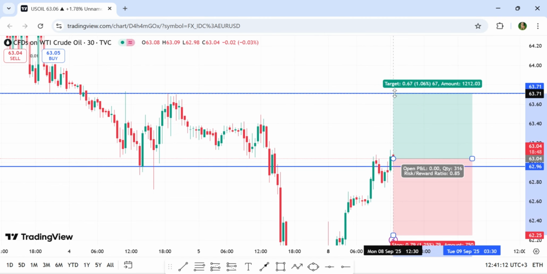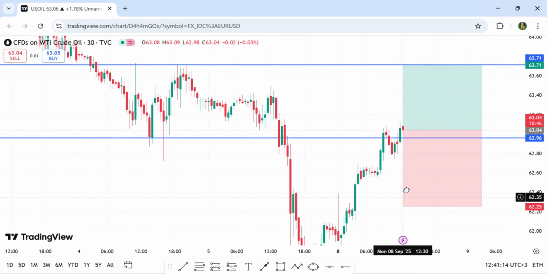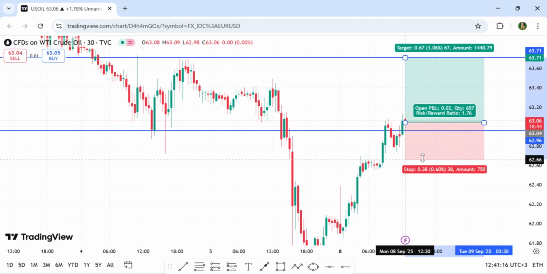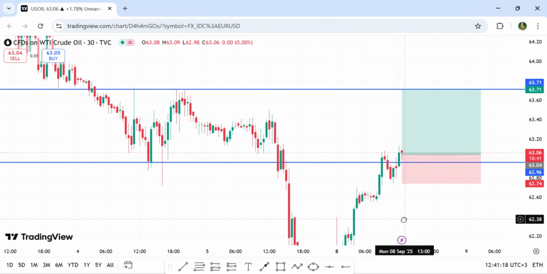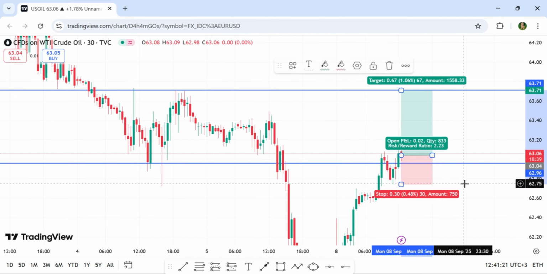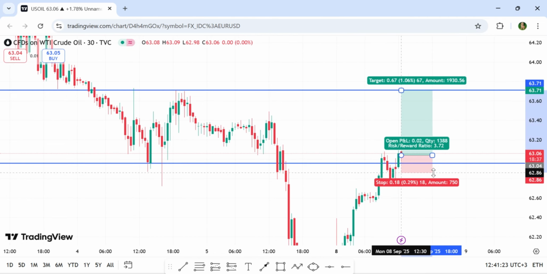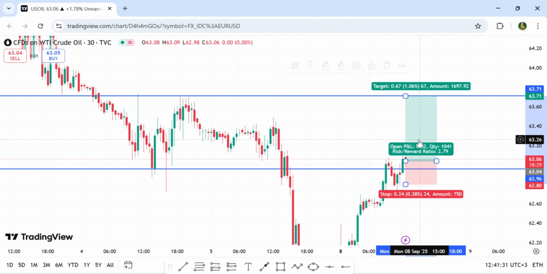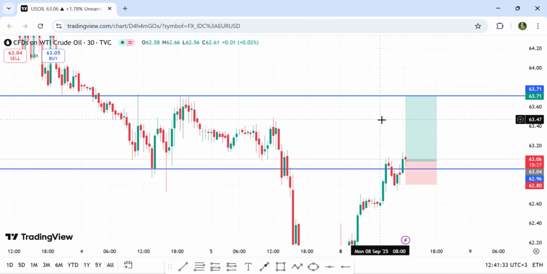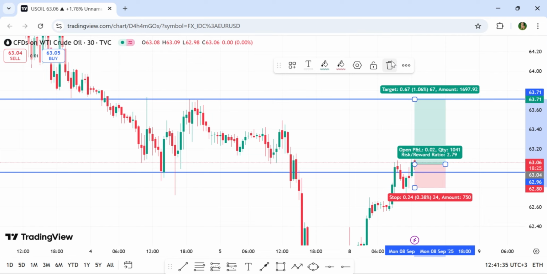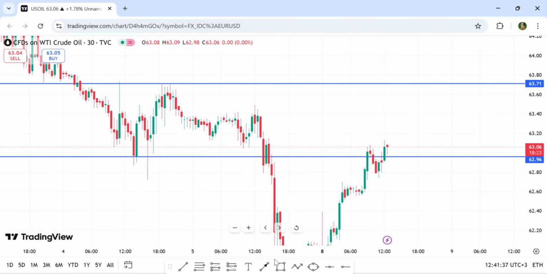So I'm opening one right now, one standard lot, and of course our stop loss below the candle like this, giving us a risk to reward of 1:3 or 1:2 point something. Yeah, thereabout, which is not so bad. So on US oil 30 minutes time frame, we are looking for scalps all the way to the upside.